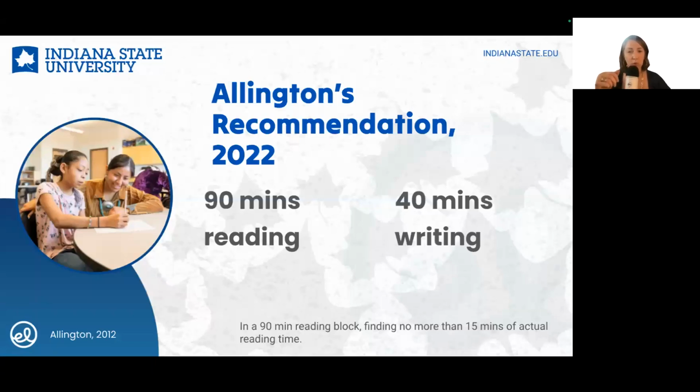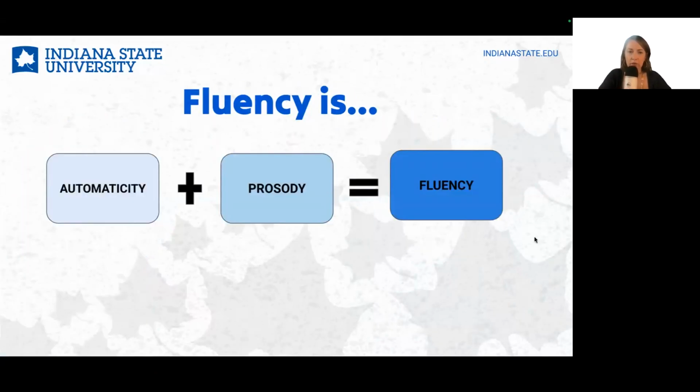So just improve on whatever you're already doing, increase those minutes of reading. Another way to look at reading fluency is to think of it in this equation. It's automaticity, knowing words automatically, plus prosody, where my voice sounds natural, like rhythmic speaking. That is what makes up reading fluency. And we can practice fluency by breaking those two things apart.